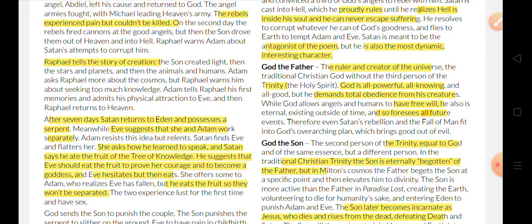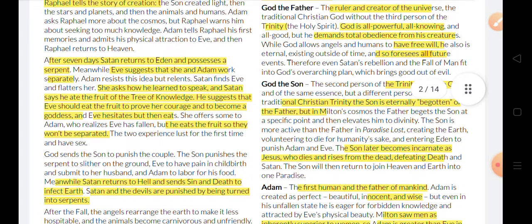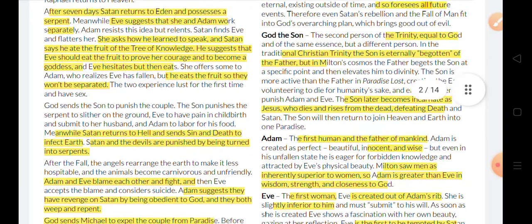Satan, as a serpent, described to her that he had eaten the fruit and so possessed such powers to speak, and he didn't die. So he convinced Eve to eat that fruit. She ate that fruit, and she also made Adam eat that fruit so that they could not get separated. And for the sake of love, Adam also ate that fruit so that Eve and Adam could not get separated.